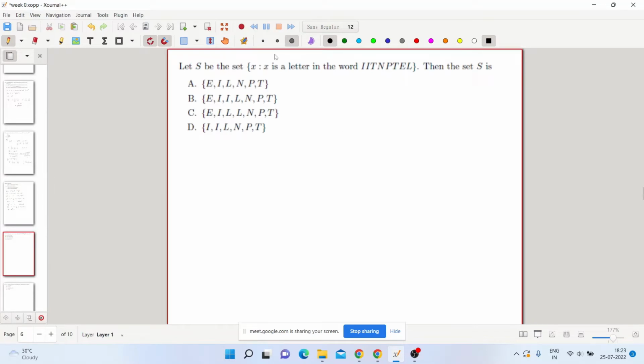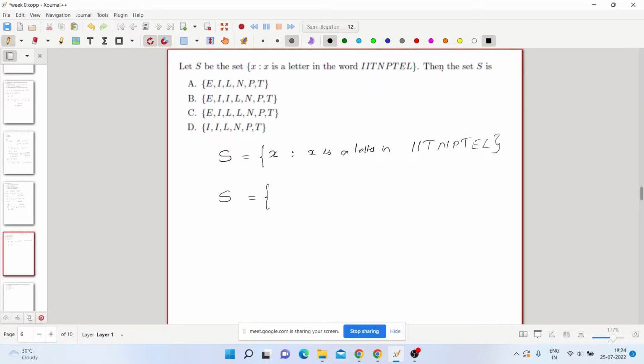Now the question is, if S is the set given like this, then they are asking to write the S in explicit form. Now let us see how S is actually defined. S is defined as set of all X such that X is a letter in IIT NPTEL. So among all the four options, what is the S? That is the question. So we need to write each of the elements possible in S. That is, X should be a letter in IIT NPTEL.